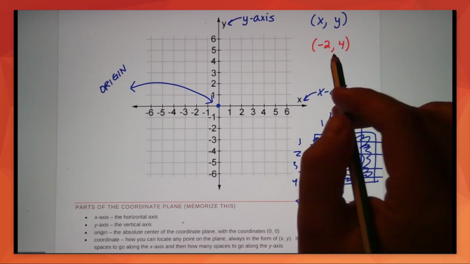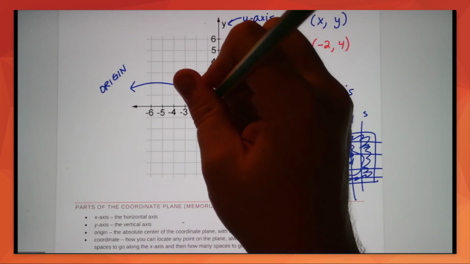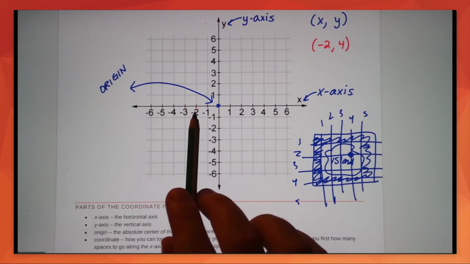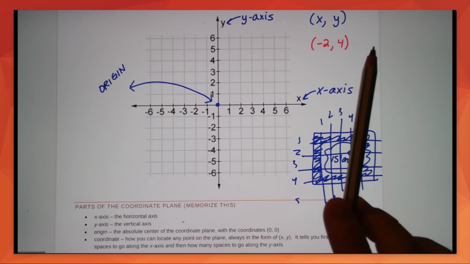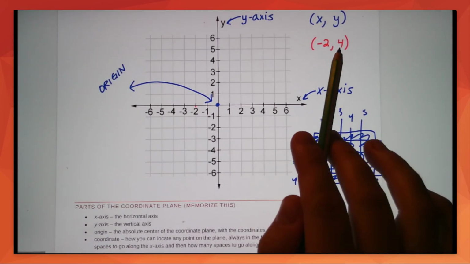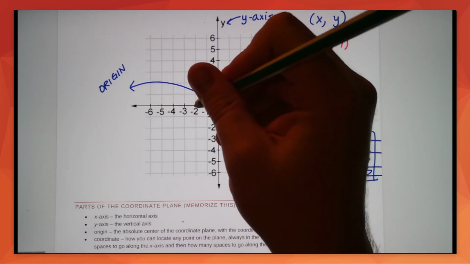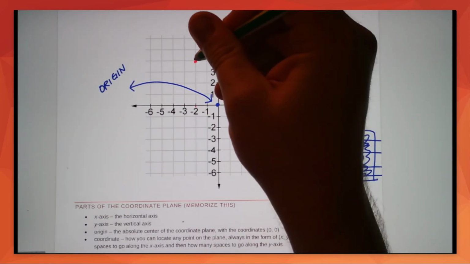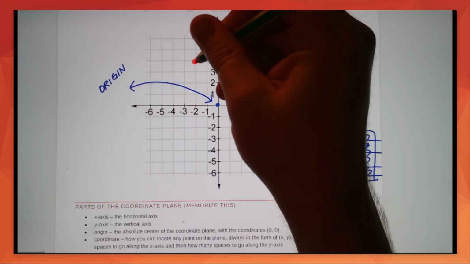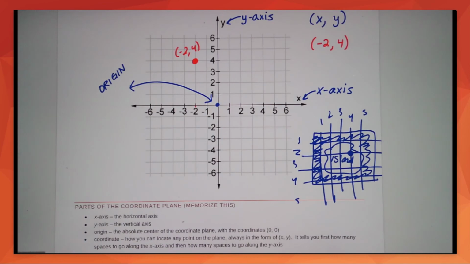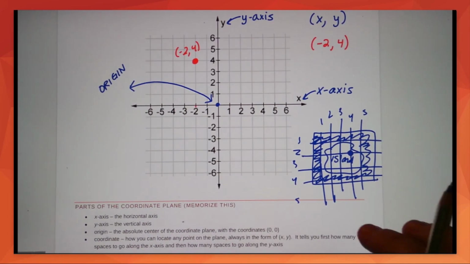Well, first you're going to follow the x-axis and go to the left 2. That's -2 on the x-axis. The dot does not go there because you also have to do the y-coordinate. And this says to go +4 on the y-axis. So -2 and then +4 up gives me a point right here. This is -2, 4. That is how you plot a point on the coordinate plane.